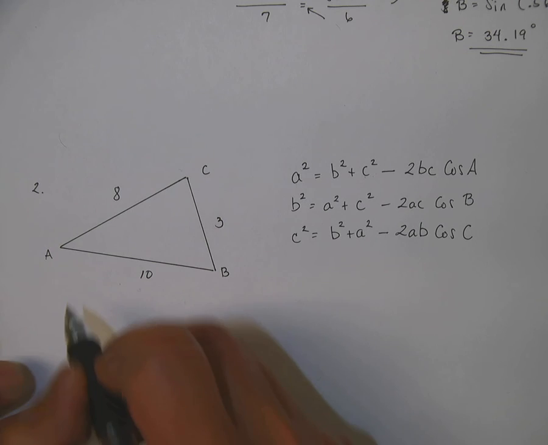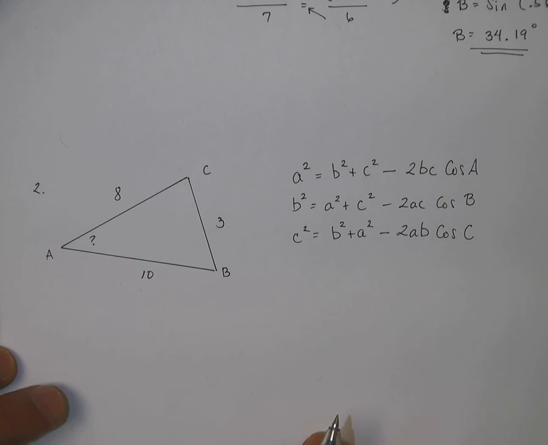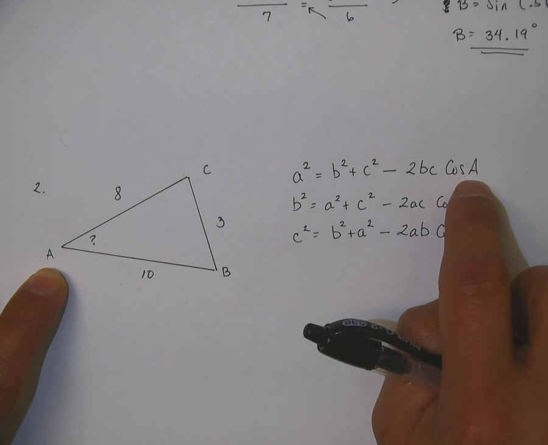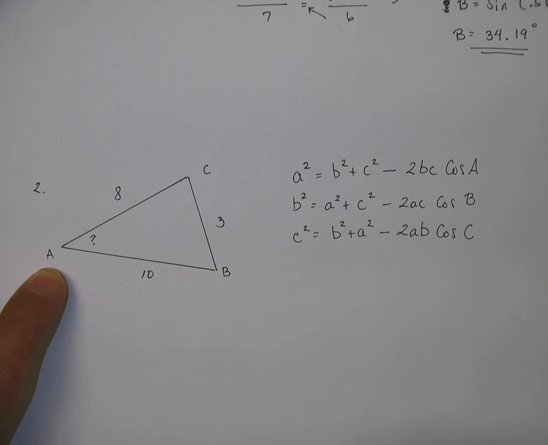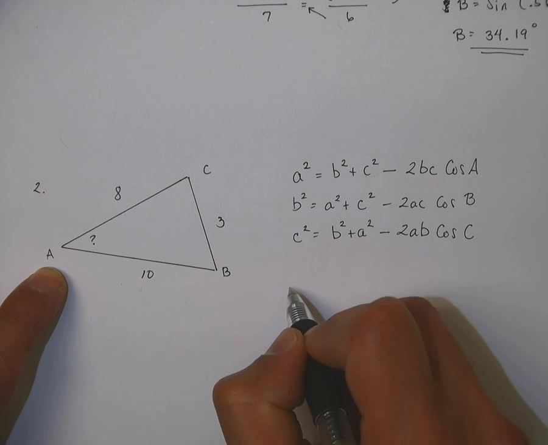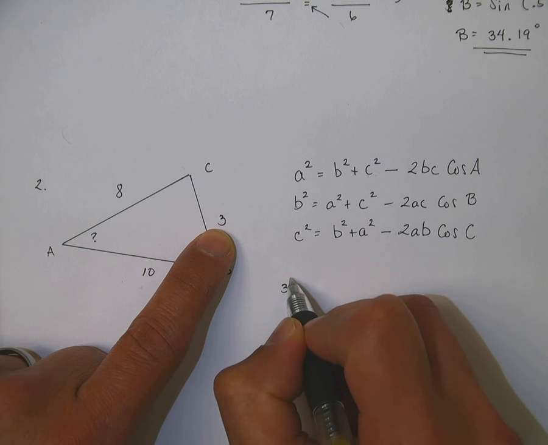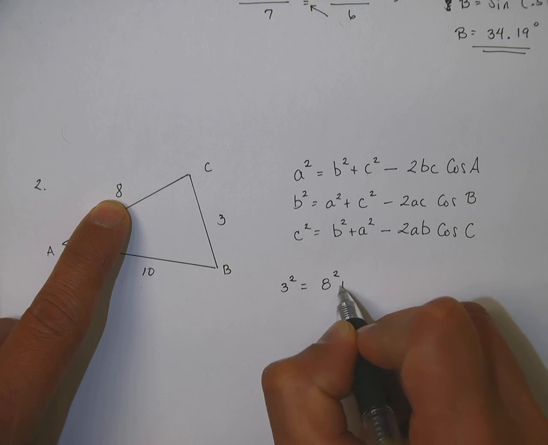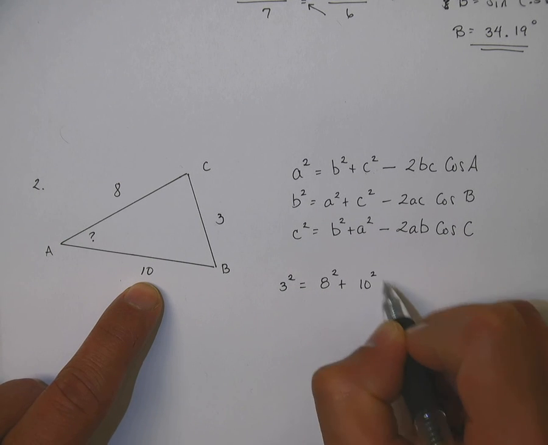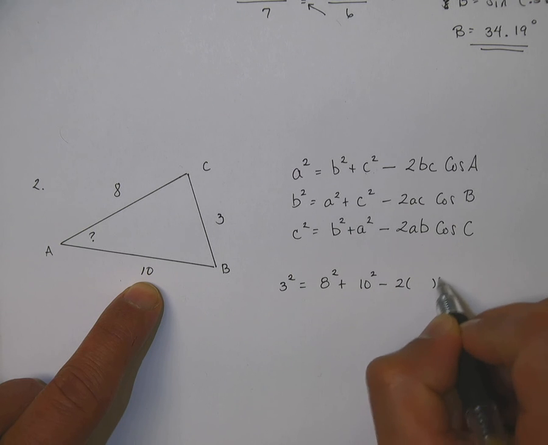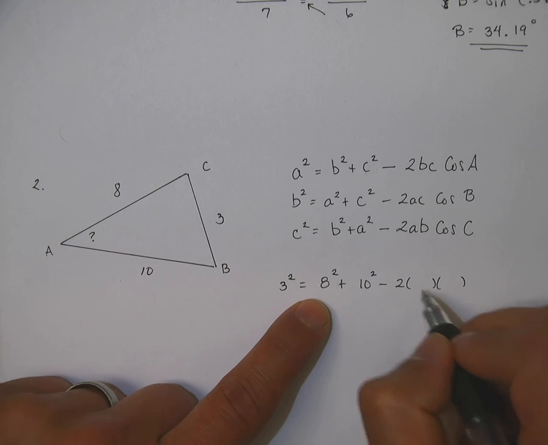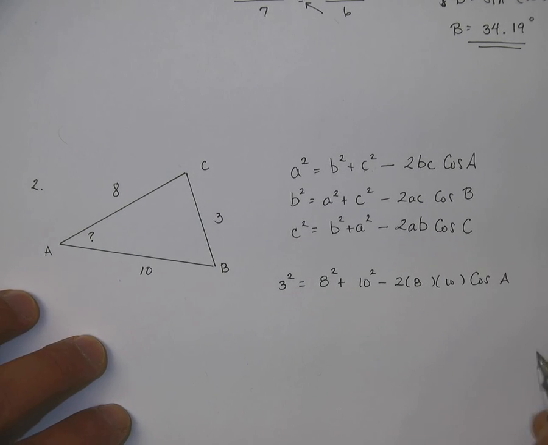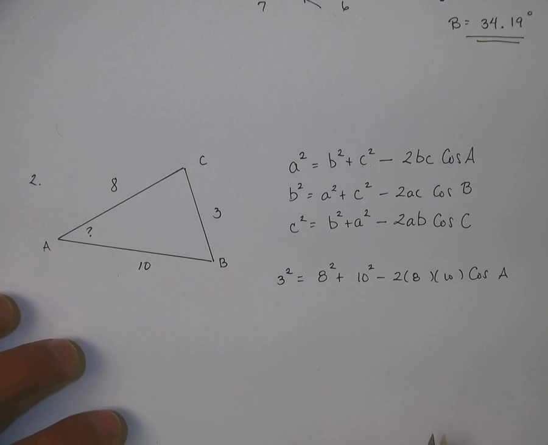So let's say I want to find out this angle right here, angle A. I want capital A, remember, so I want this guy over here. So I'm going to use this one. So a squared is 3, so I'm going to use 3 squared. b is 8, c is 10, that's 10 squared. Minus 2 times the value of b and c, well, just 10 times 8, or 8 times 10, cosine of A.